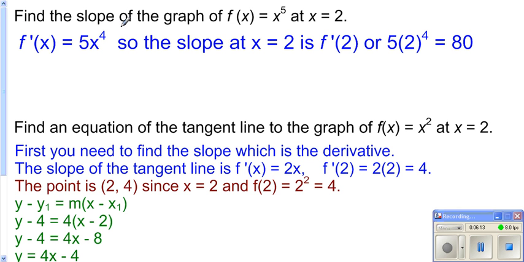Here you're asked to find the slope of your graph at x equals 2. Well, your slope, once again, is your derivative. So you do your derivative of this and we get this here. We want to know our slope when x is 2. So all you have to do is plug 2 in here for x. And that's what we're doing right here. You get 2 to the 4th, which is 16, times 5, we get 80.